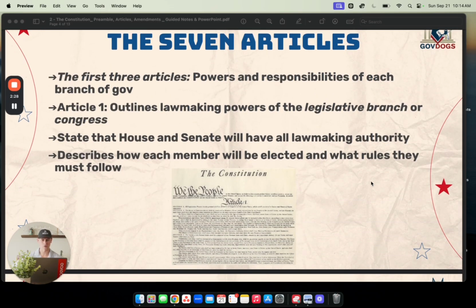You also have 7 articles in the Constitution. The first 3 give the powers to the federal government, right? So each branch of government. So Article 1 is the legislative branch. Article 2 is the executive branch. Article 3 is the judicial branch, okay?